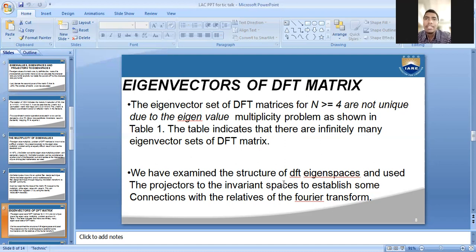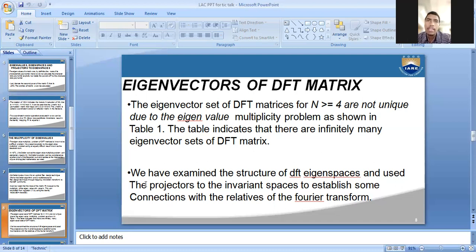examined the structure of DFT eigenspaces and used the projectors to the invariant spaces to establish more connections with the relatives of the Fourier transform. Here we have a term called eigenspaces. What is eigenspaces? Eigenspaces and eigenvalues are the same, not different. Both give the same meaning. So here we are using eigenspaces.